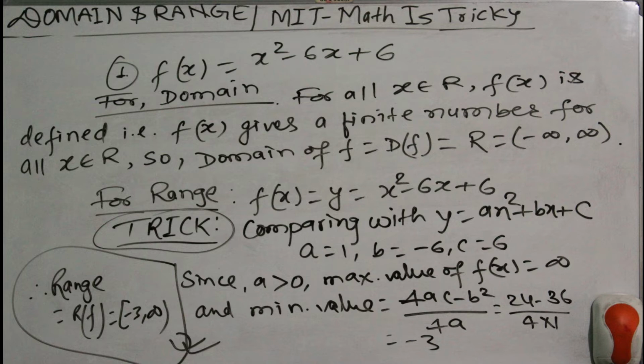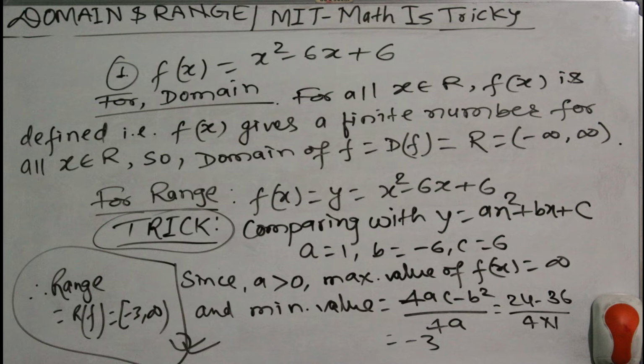Since the value of x square is positive, it gives a parabola which turns upward, so we know the maximum will be upward, meaning it is infinity. So I'm writing here, comparing with y equals ax square plus bx plus c, a quadratic polynomial: a equals 1, b equals minus 6 and c equals 6. Since a is positive, the maximum value of f(x) will be infinity because it gives a parabola turning upwards.